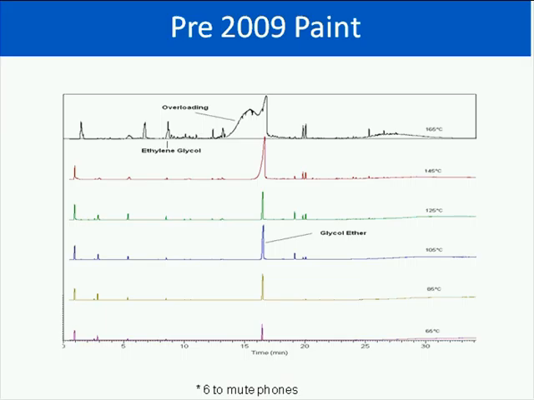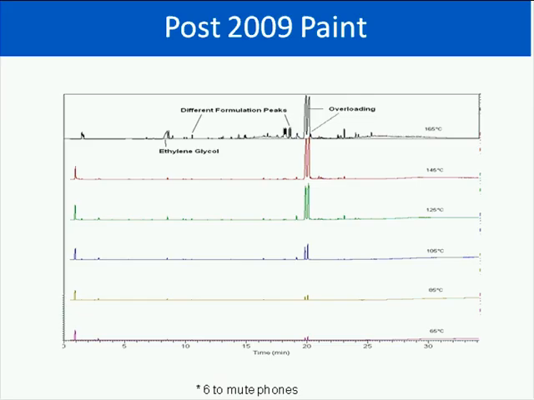Now I'm going to switch to the post-2009 paint. The one thing I want you to see is the drastic change in the glycol ether peak at 16 minutes. It's almost non-existent in the post-2009 paint. So this is a formulation change that the manufacturer made to meet the requirements of the 2009 Accord. Also, you see the peak at 20 minutes overloading as you get to 165 degrees, indicating too much sample in the headspace or onto the column.